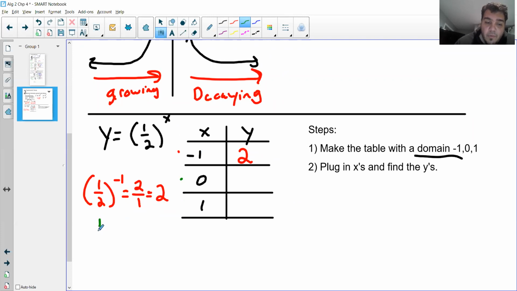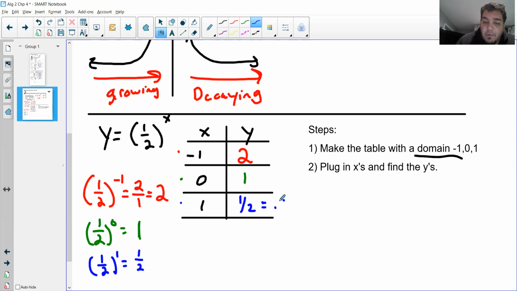Second part, 1/2 to the 0 power. You have to recall the rule. Anything to the 0 power becomes 1. So that's 1. And the last one, 1/2 to the 1 power. Anything to the 1 power is just itself. So 1/2. That's it. If you wanted to change that into a decimal, that would be 0.5.